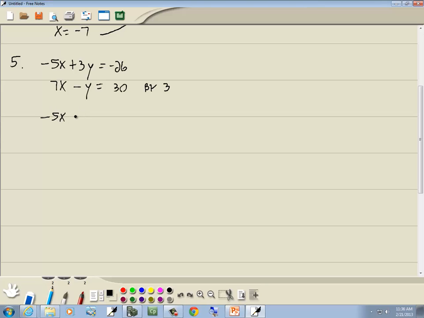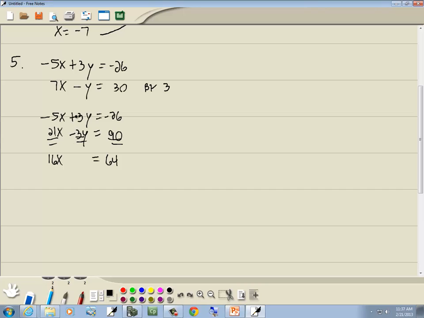First equation remains as is. We've got negative 5x plus 3y is equal to negative 26. 3 times 7x is 21x. 3 times negative y is negative 3y. And 3 times 30 is 90. Now, we'll be able to add these together. Negative 5x plus 21x is 16x. 3y minus 3y disappears. It's eliminated. Negative 26 plus 90 is 64.